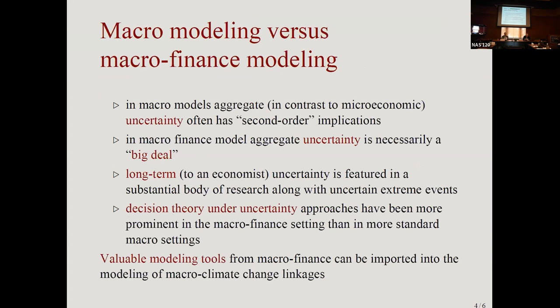So there's an interesting contrast between the conventions in macroeconomics and the conventions in a related literature called macro finance modeling. In macro models, in the aggregate, uncertainty often has second-order implications. Maybe microeconomic uncertainty is important, but macroeconomic uncertainties are treated as more or less second-order calculations. In macro finance models, aggregate uncertainty is necessarily a big deal, because that whole literature is about how financial markets respond to aggregate shocks. So aggregate uncertainty is featured there.